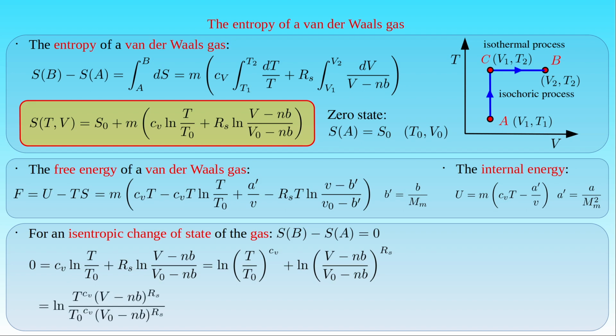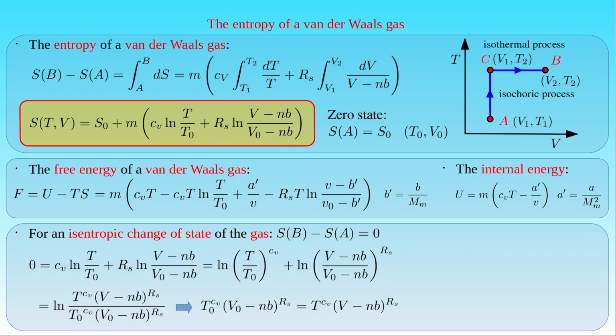This sum is equal to the natural logarithm of T to the power Rs over Cv times the difference between V and N times B, over T0 to the power Rs over Cv times the difference between V0 and N times B. Because this expression must vanish, that is, the fraction is equal to 1, we obtain an equation stating that T0 to Rs over Cv times the difference between V0 and N times B is given by T to Rs over Cv times the difference between V and N times B.